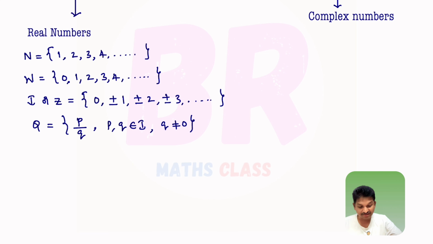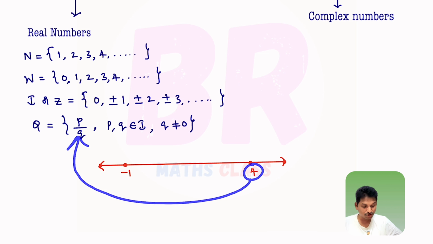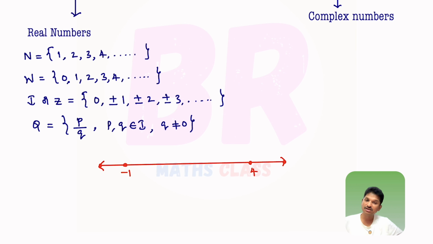Right? I'll discuss this. See, I considered a number line. Here, -1 is there. Here, 4 is there. You can take rational numbers like 2 by 3 and whatever two numbers randomly. I pick two numbers. -1 is a rational number or not? Yes. 4 is a rational number or not? Yes, 4 can be written as 4 by 1. Between these two rational numbers, infinitely many rational numbers are there.